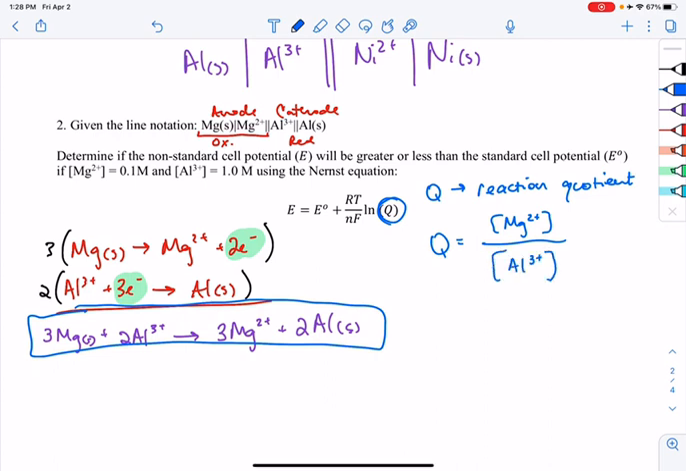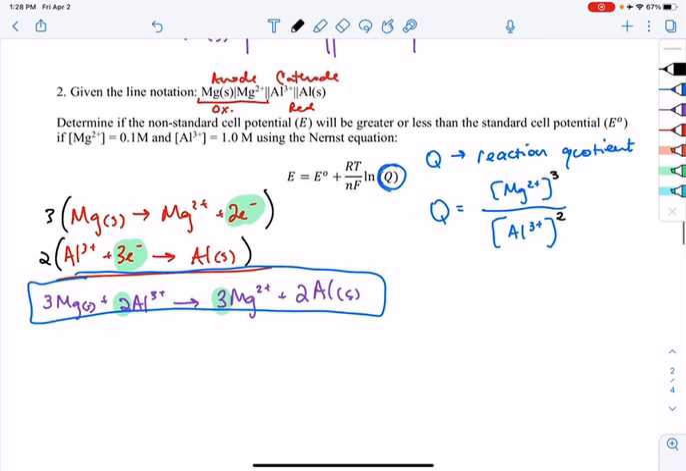But be careful, that's not the full story. You have to make sure you're paying attention to stoichiometry. So this is going to be magnesium cubed and aluminum squared. It's not so important to answer this question necessarily, but it's still something you should be paying attention to. That is a very common mistake that is missed on the AP exam.